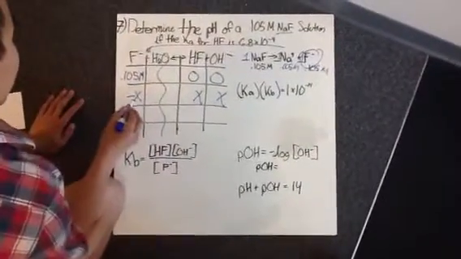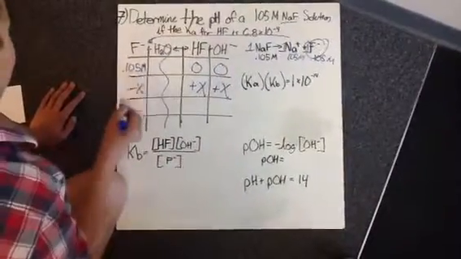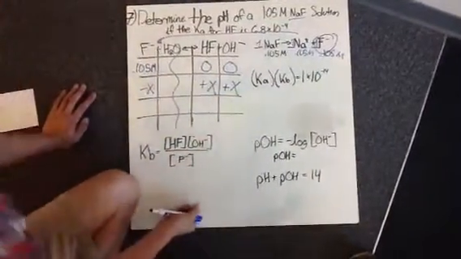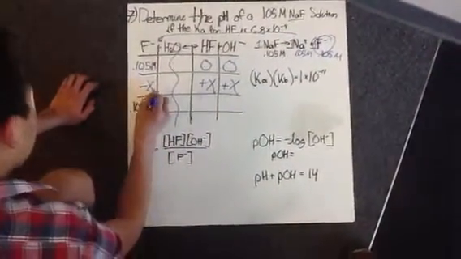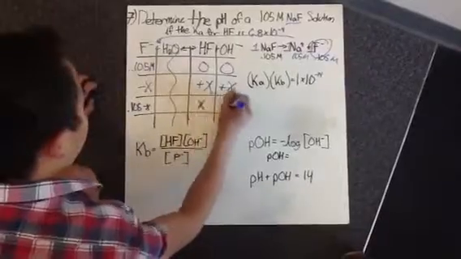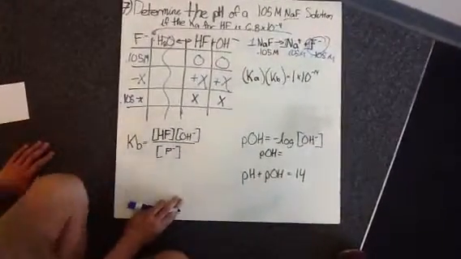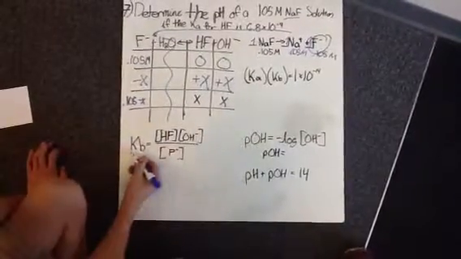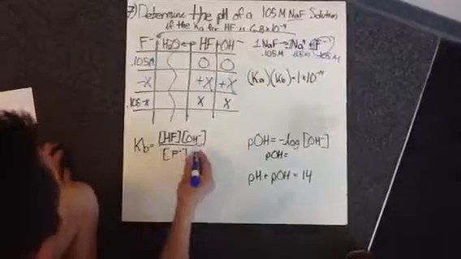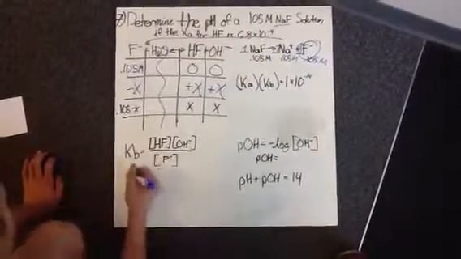And it's important that you put in your signs as well. So that's to be negative, because I'm looking ahead to the future. That 0.105 minus X, and these are just going to be positive. So in here, it's going to be 0.105 minus X. You bring it all down, just positive X's. All right? Now you're going to plug these into this equation, Kb equals HF, OH minus, over F minus.